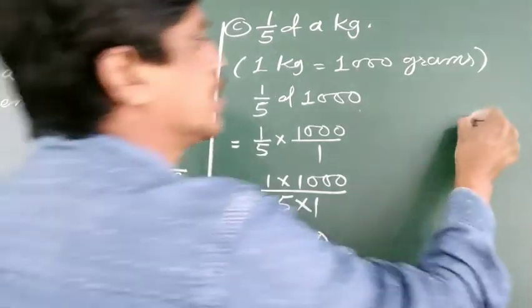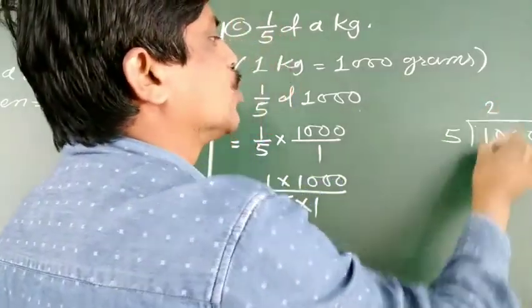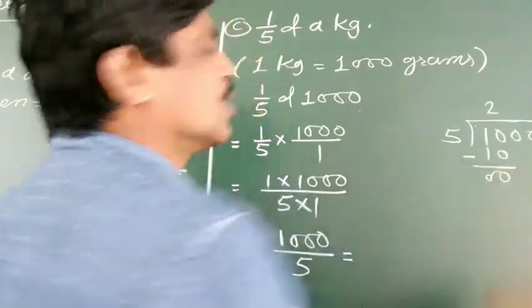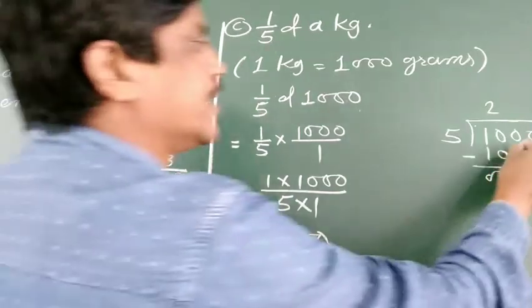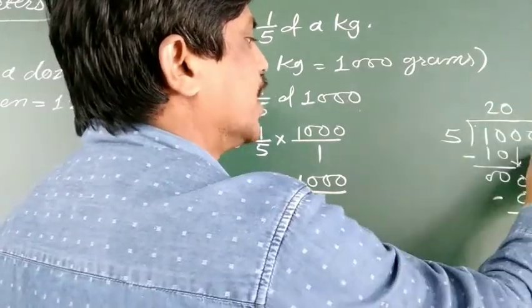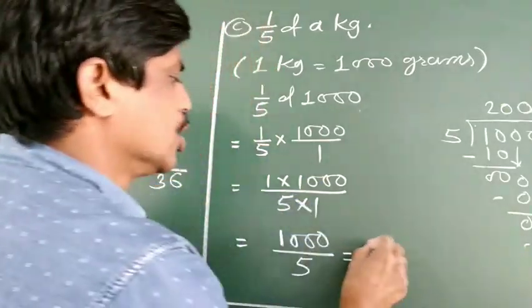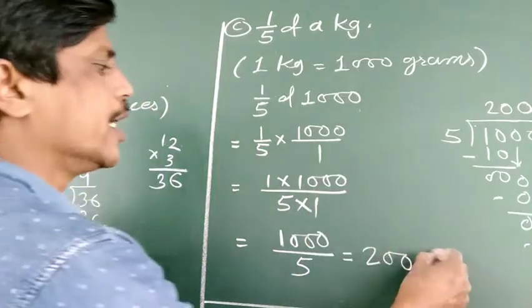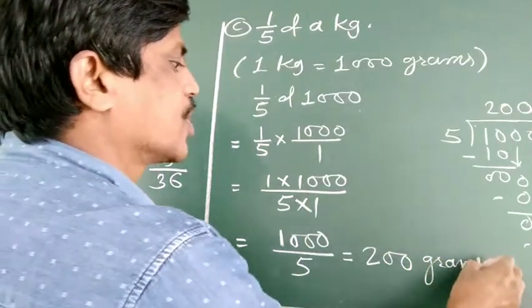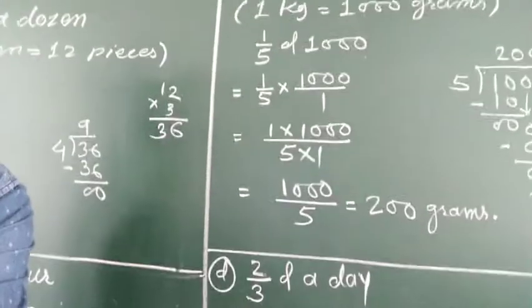Now see here, you divide like this, 1000 by 5. 5 twos are 10. And now again this 0, 5 zeros are 0. And now this 0, 5 zeros are 0. Like this, it is 200. So what is 200? It is 200 grams. This 200 grams is equal to 1 by 5 kg.